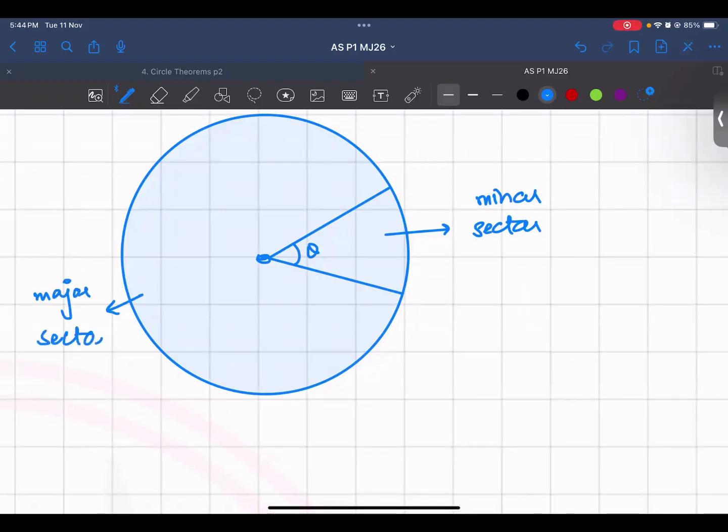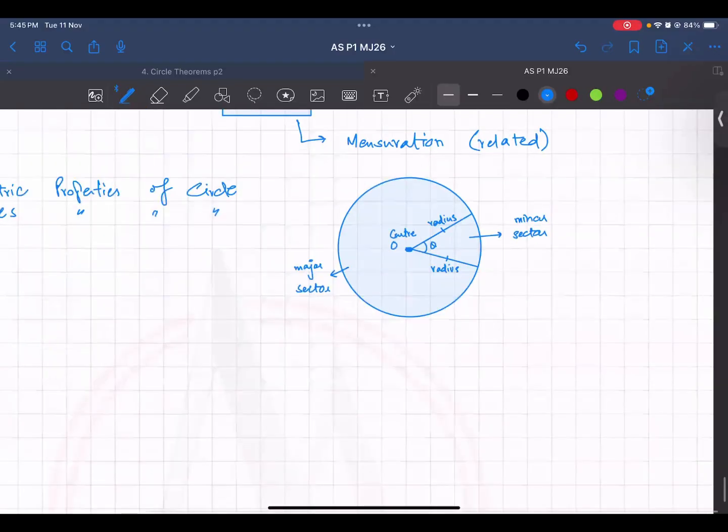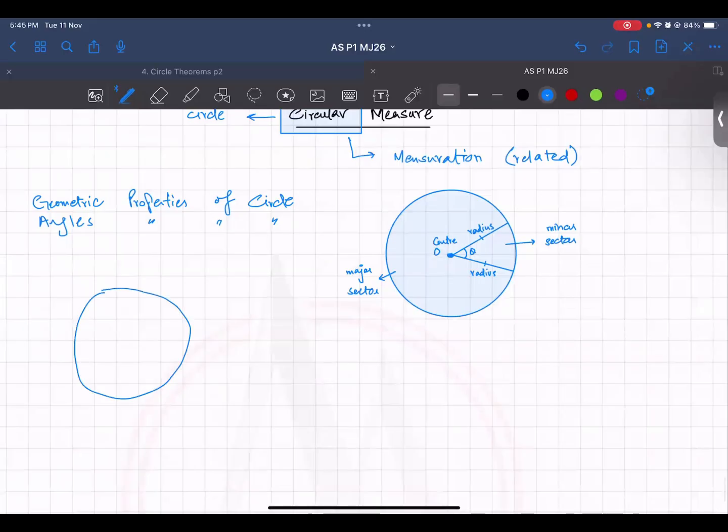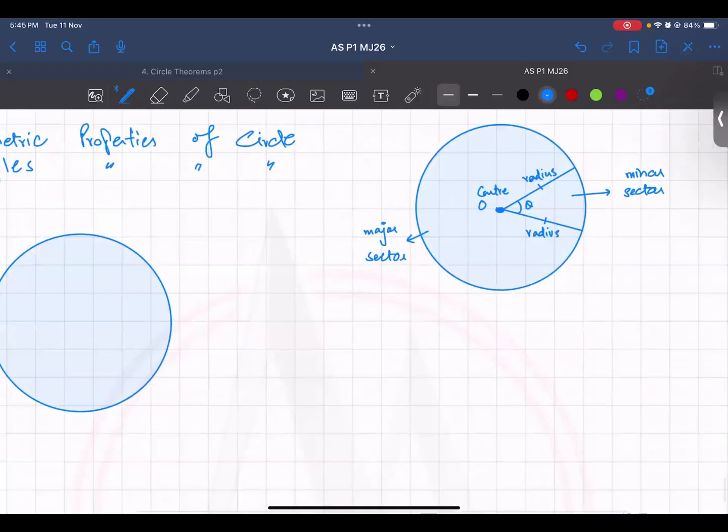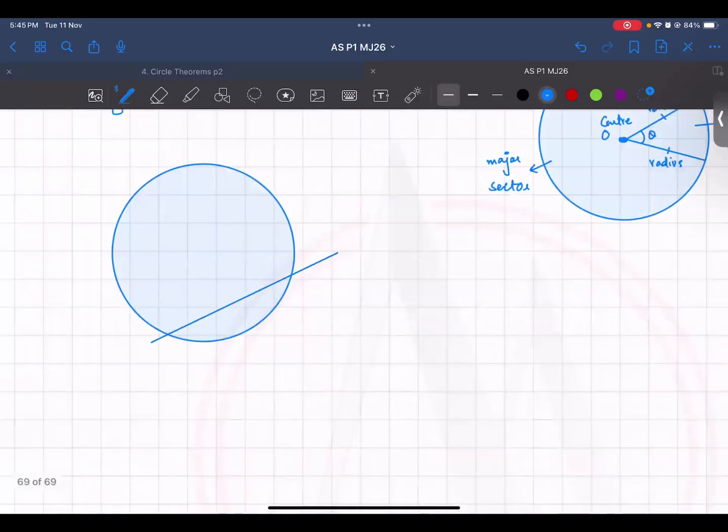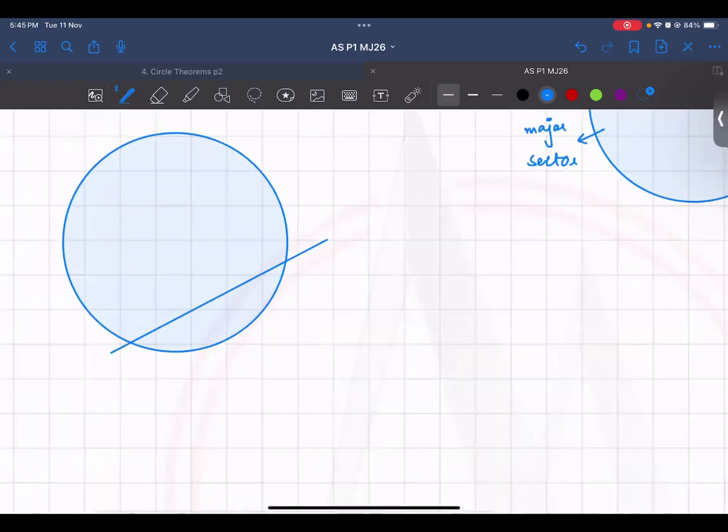I know you people know about this. This is the radius, and we know it is a constant. This would also be the radius, and this is the center O, right? And what about a segment? If you have a circle and this line, what is this line called? Anyone who knows about it? What is this line called? Chord. Yes, good. This is a chord.